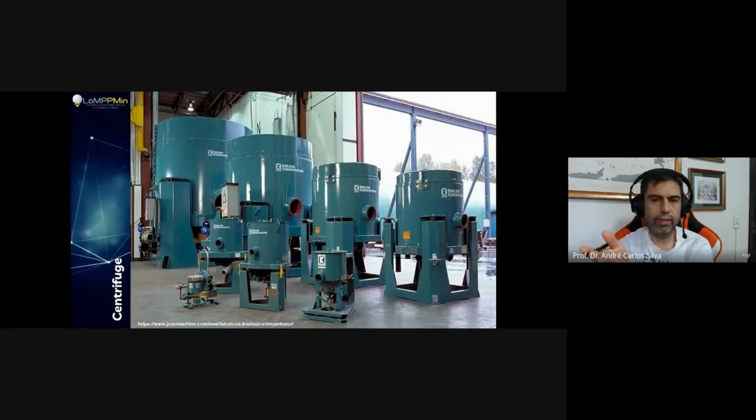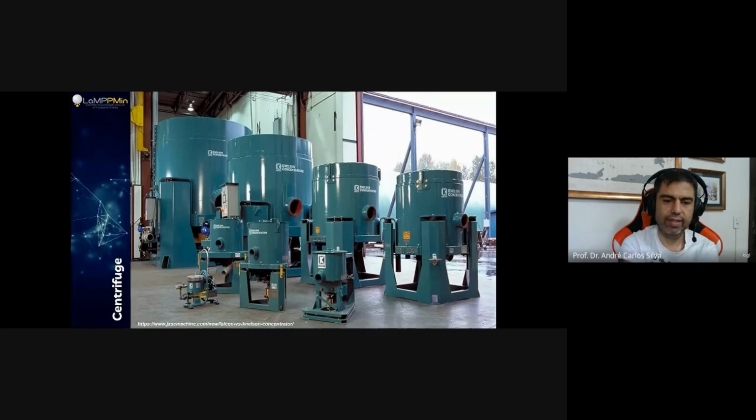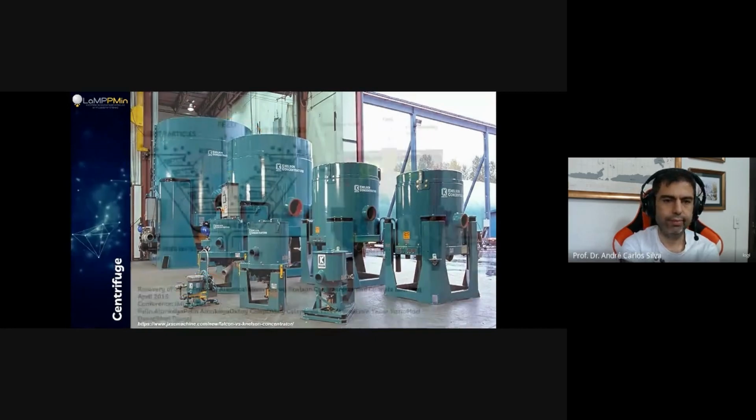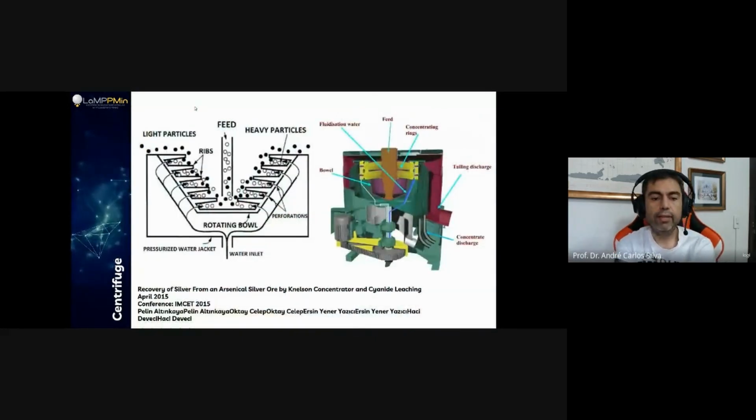By looking at the outside, you can see the difference, but those are the two major companies, and they can manufacture for lab scale and up to very big industrial scale. Okay? They have machines for everything. And this is a view, okay, of this concentrator.